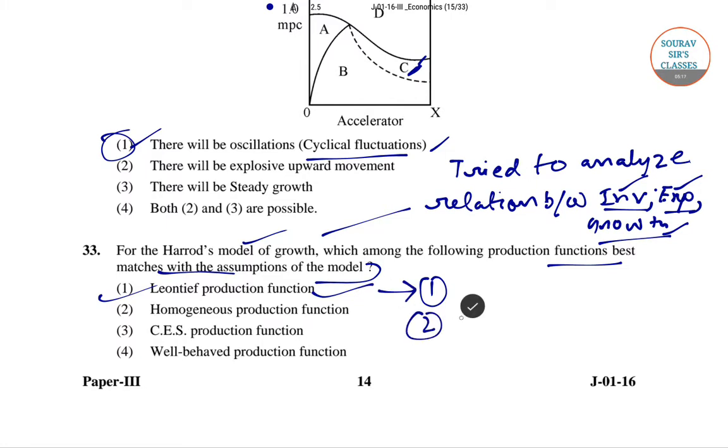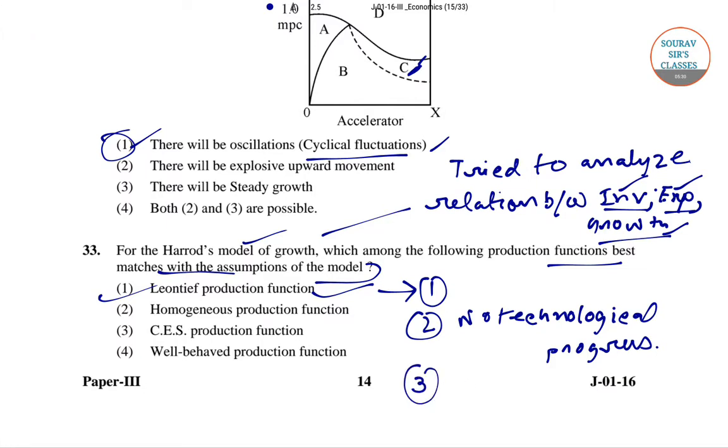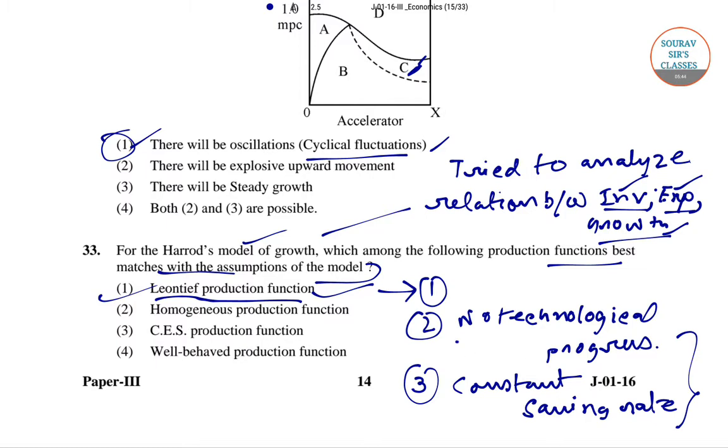The second assumption is that there is no technological progress. And finally, the third is a constant savings rate. So the three are: Leontief production function, no technological progress, and constant saving rate. So for the Harrod-Domar model, which among the following production function best matches with the assumption of this model? It is Leontief production function.